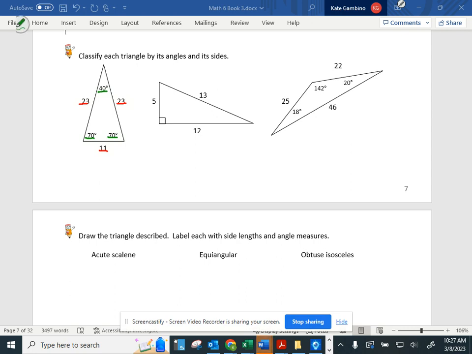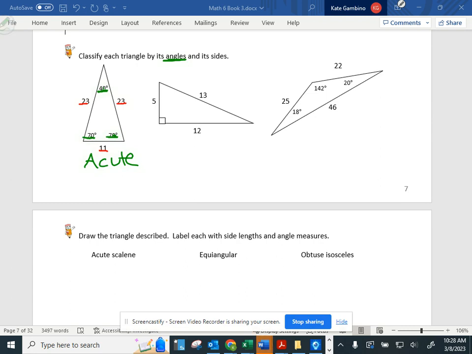So looking at our angles, what would we call this triangle? We have a 70 degree, a 70 degree, and a 40 degree. So are all three acute? Is there one right angle? Is there one obtuse angle? Or are all three congruent? We're going by angles first, so we're writing down the angle name first. It's acute. All of our angles are acute.